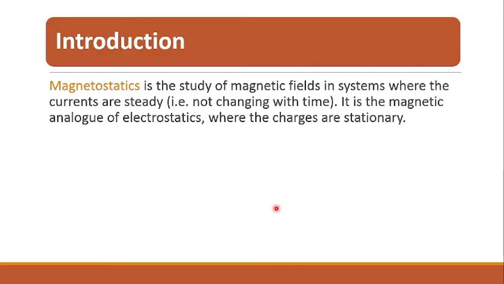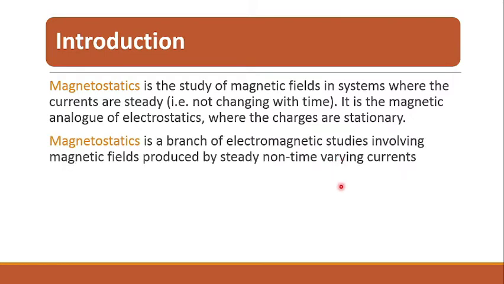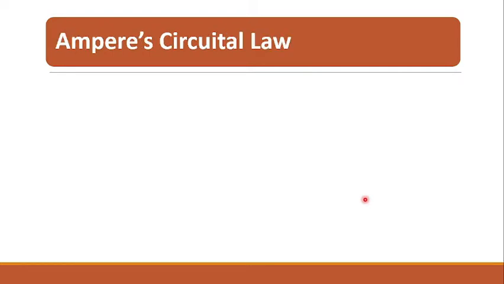So what is meant by magnetostatics? Magnetostatics is the study of magnetic fields in systems where the currents are steady, that is, they are not changing with time. It is a magnetic analog of electrostatics, where the charges are stationary. So magnetostatics is a branch of electromagnetic studies involving magnetic fields produced by steady non-time varying currents.